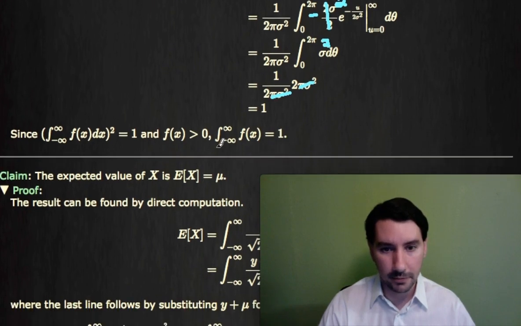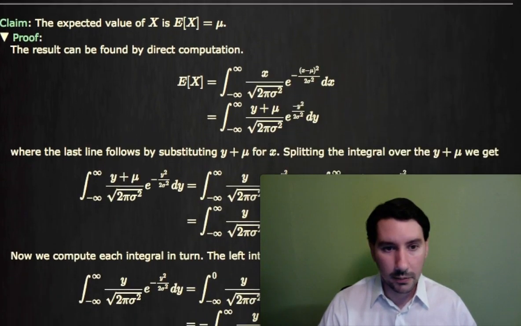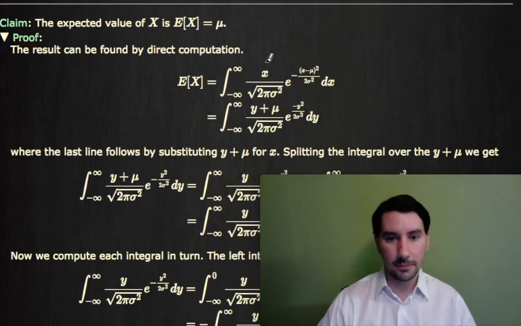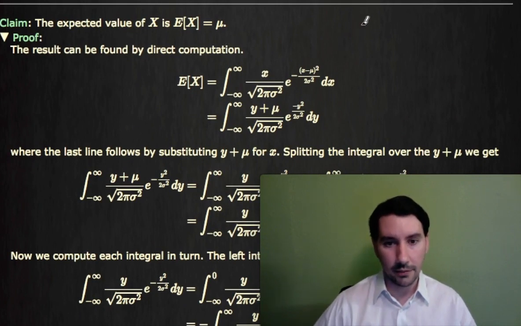So in fact, the integral from negative infinity to infinity of f(x) dx does equal 1. Next, we want to show that the expected value of x is mu, which was what we claimed at the beginning, but we haven't shown that it's actually true. So we're going to find this by direct computation.